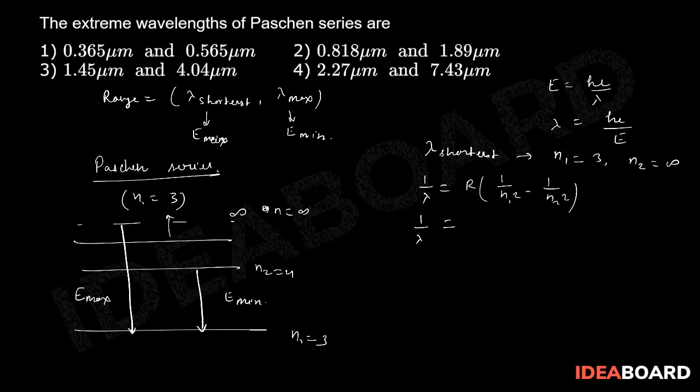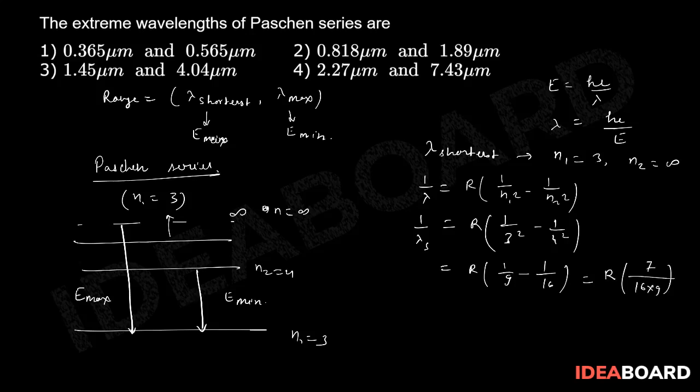If you put in the values, 1 upon lambda shortest, I am taking it as s, is R times 1 upon 3 square minus 1 upon 4 square. So this will be 1 upon 9 minus 1 upon 16, or it can be written as 7 upon 16 into 9. So lambda shortest is equal to 16 into 9 divided by 7R. So lambda s is 144 upon 7 into 1.1 into 10 to the power 7 meters, right? So let us solve this further.